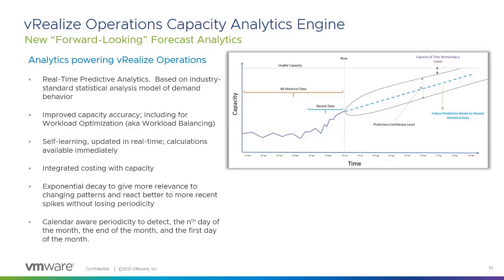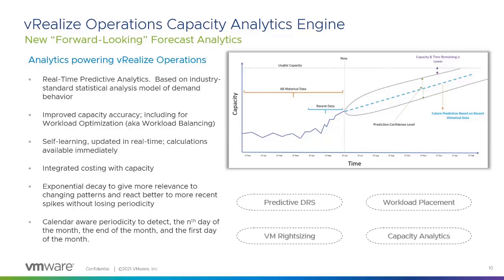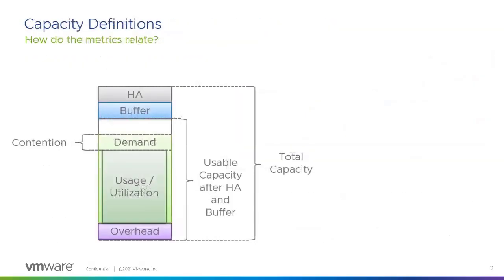There are some other capabilities in here which I'll talk more about later. There's exponential decay, which gives more weight to more recent changes in utilization. And then calendar awareness, so looking for periodicity, things that happen on certain intervals. These can be certain days of the month or certain times of day, things like that.